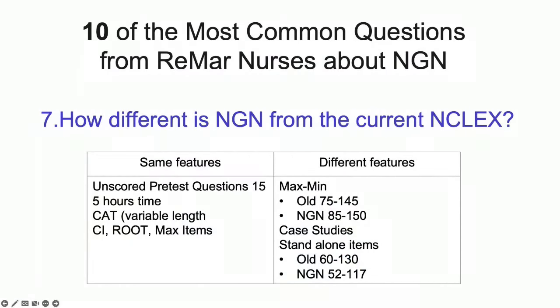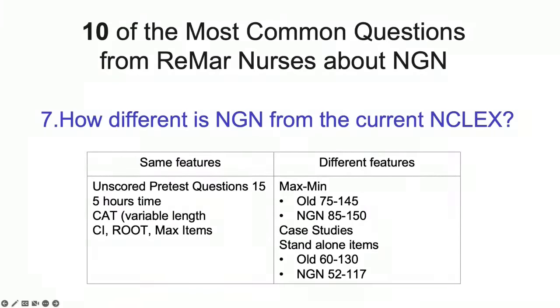Standalone items. These are items that are not part of a case study. So you had 60 to 130. All right. And now you will have 52 to 117.